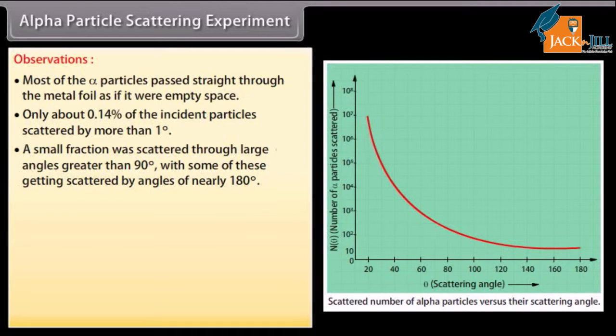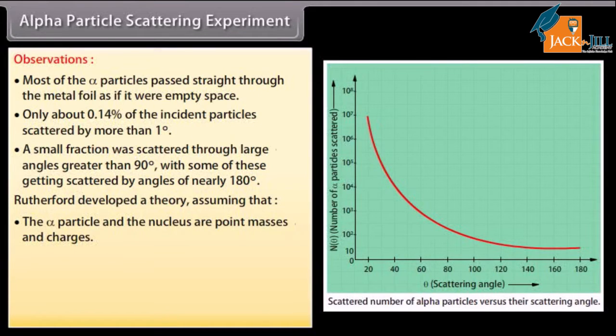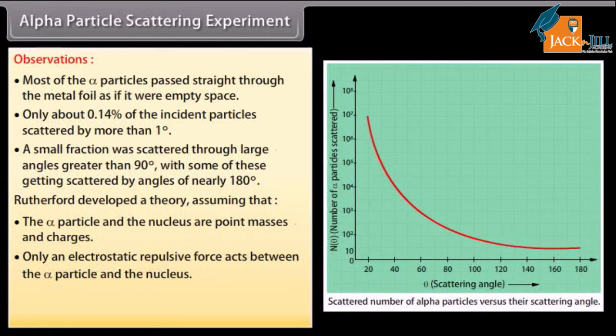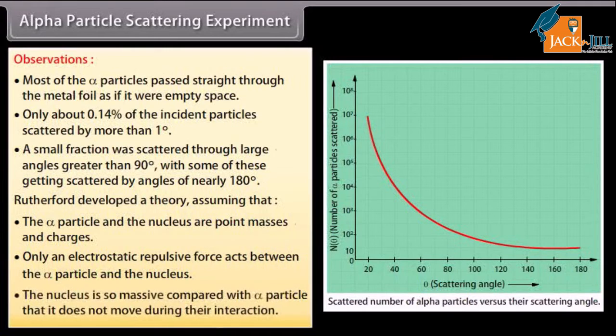Rutherford developed the theory assuming that the alpha particle and the nucleus are point masses and charges. Only an electrostatic repulsive force acts between the alpha particle and the nucleus. The nucleus is so massive compared with the alpha particle that it does not move during the interaction.